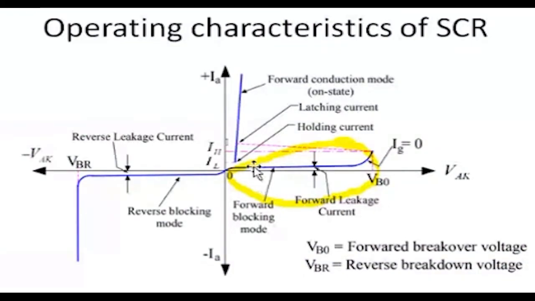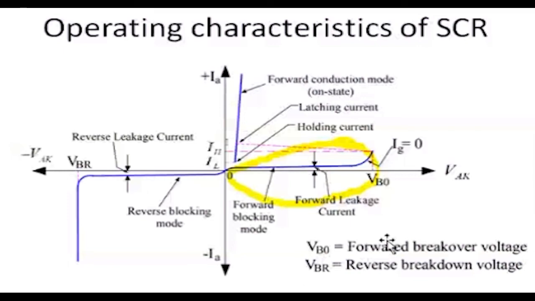Now, in the case of the SCR also, there is a voltage called VB naught, the forward breakover voltage. There are certain mistakes in the figure; don't think that everything in the figure is correct. The spelling of forward is wrong here. If the applied voltage VB naught is higher than the forward breakover voltage, okay, what happens?